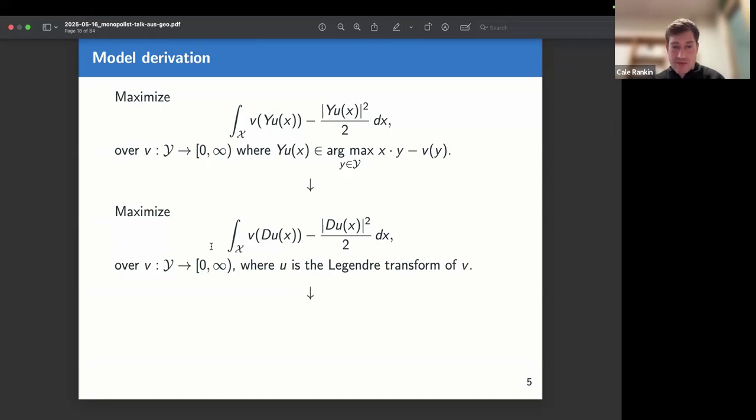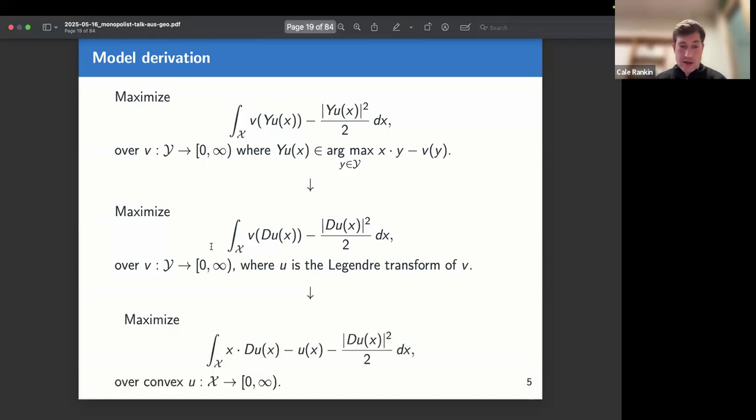But of course, at our attainment point, we had an expression for v of du of x, so we can substitute that in. We want to maximize the integral of x dot du of x minus u of x minus du of x squared.